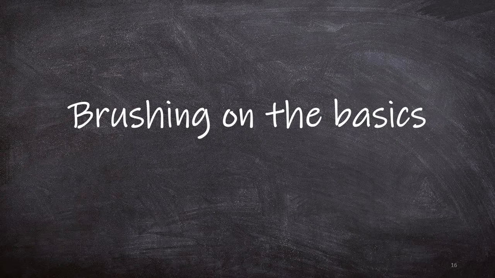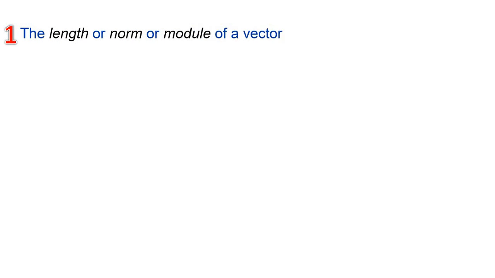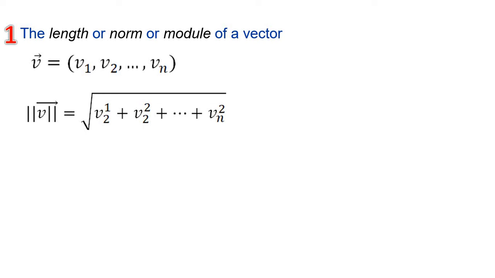Well, as I always do in each of my videos, I just touch the basics of the concept so that it becomes easier for you. So just a very quick bird's eye view on the basic concepts of vector and norm, so that things become easier for you as we proceed. First, the length or norm or module of a vector which spans from v1 to vn is defined as this. This is the first.